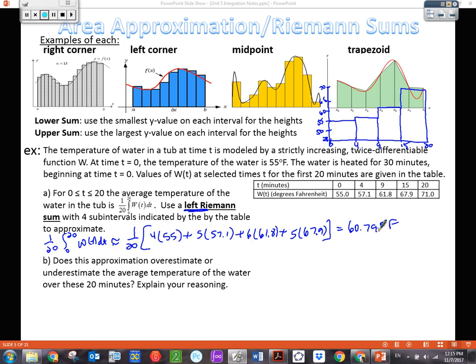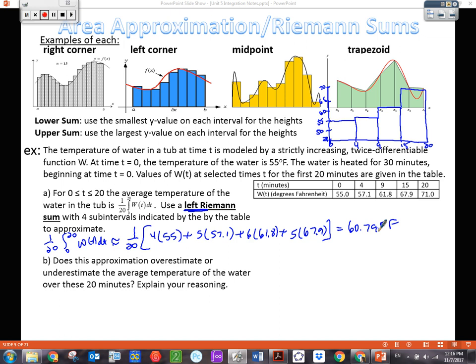It's a left Riemann sum. So let's think about this for a second. It says, does the approximation overestimate or underestimate the average temperature? We just calculated average temperature. That's what we did with this integral. We got the average temperature between 0 and 20. The average temperature is 60.79. So under or overestimate, okay, let's talk about this.